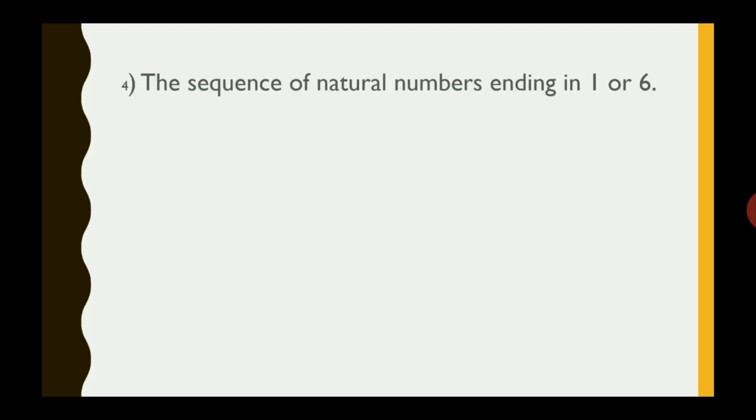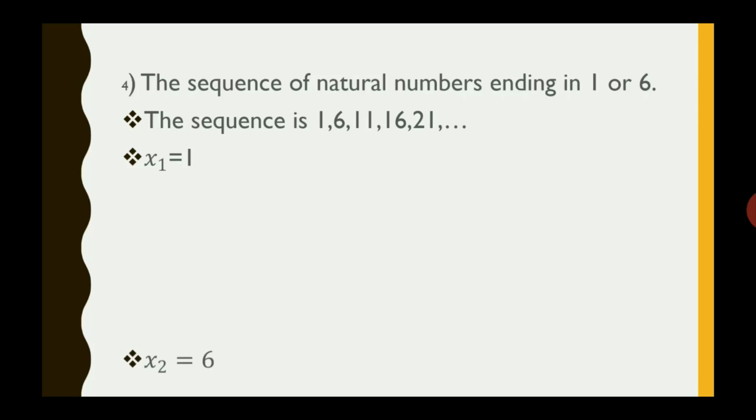Now we will consider the algebraic expression of the sequence of natural numbers ending in 1 or 6. First we have to consider the sequence. What will be the sequence? Yes, the sequence will be 1, 6, 11, 16, 21. The first term will be 1, the second term will be 6, the third term will be 11. Now we have to find the relationship between the position and the term. It is actually 5 times a number minus 1. Look, xn will be 5n minus 4.